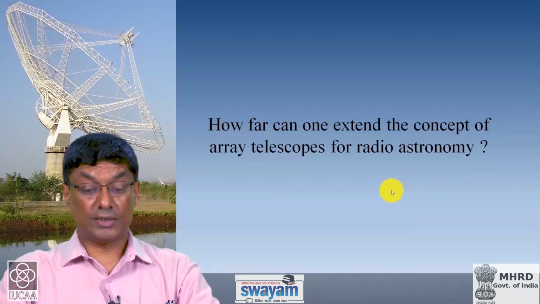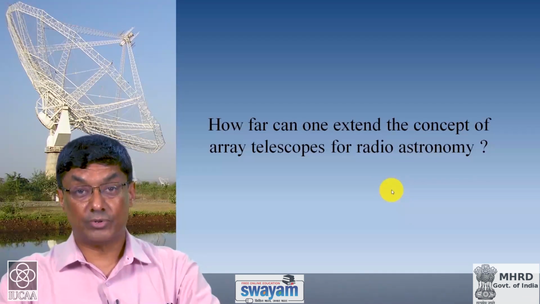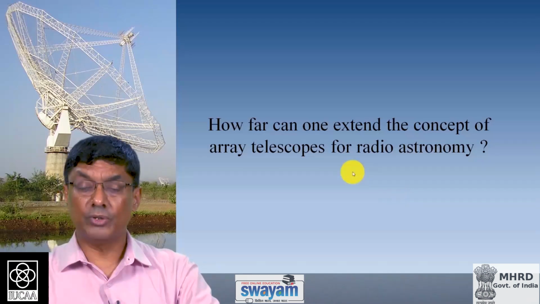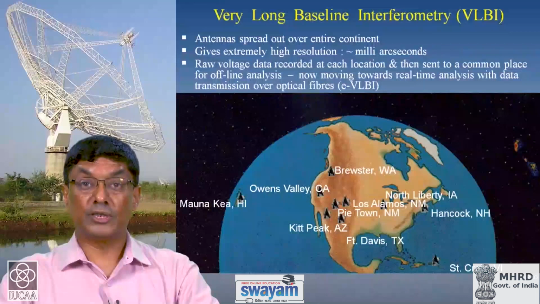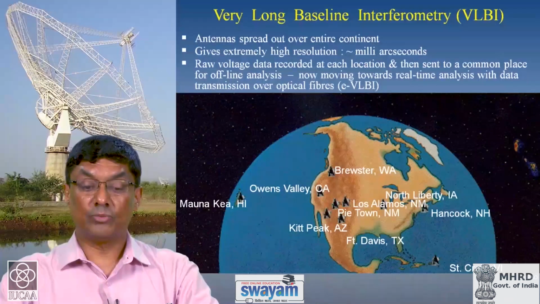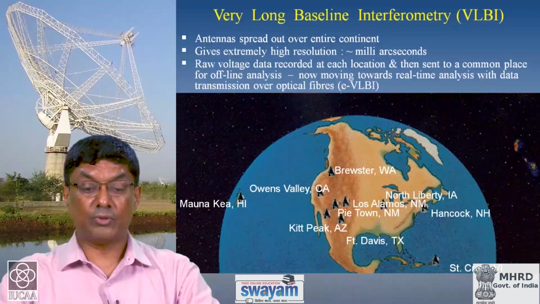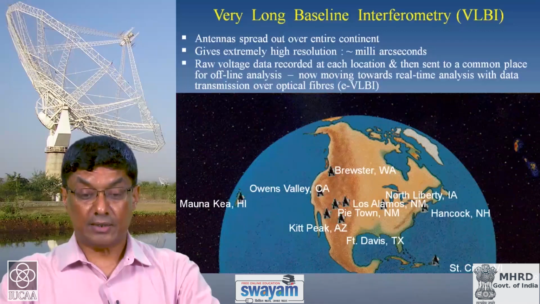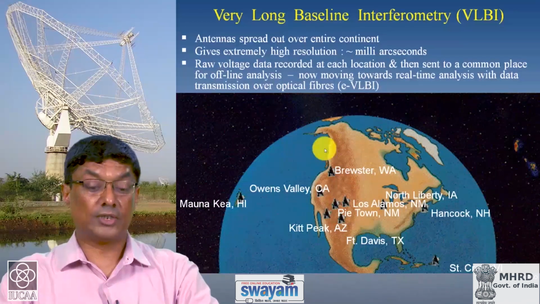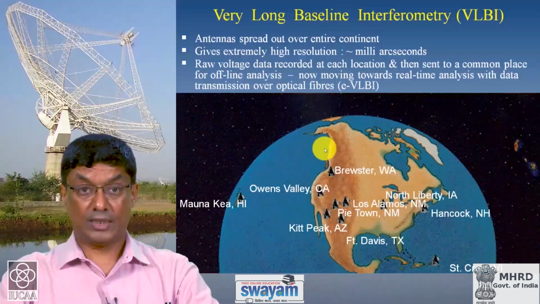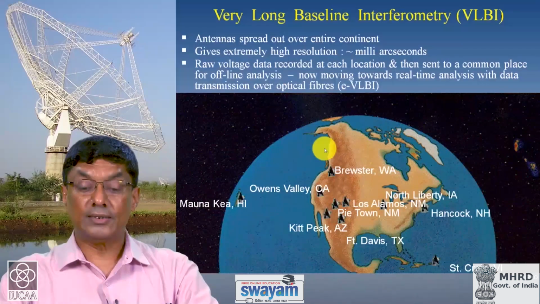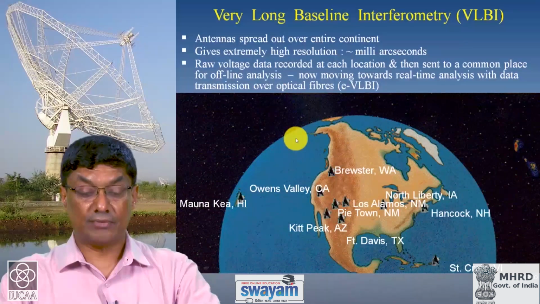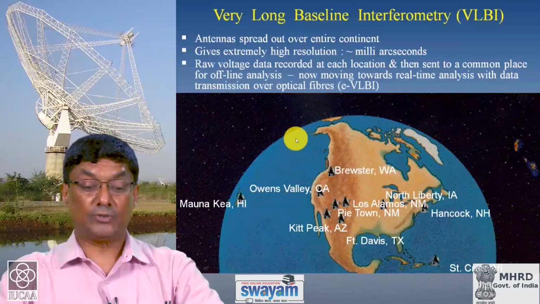You can of course ask how far you can extend this concept of array telescopes. Can you do this beyond a few tens of kilometers, which is what I was showing? And yes, in principle, as you can imagine, you should be able to do it with antennas which are spread out over an entire continent, and then you would get extremely high resolution of the order of milliarc seconds, which would even start doing better than some of the optical telescopes, where you are often limited to an arc second of seeing in ground based optical telescopes.